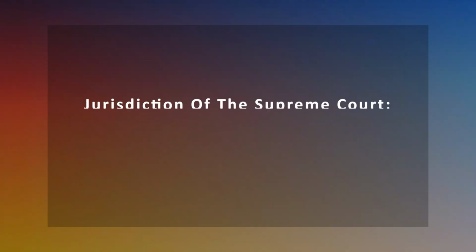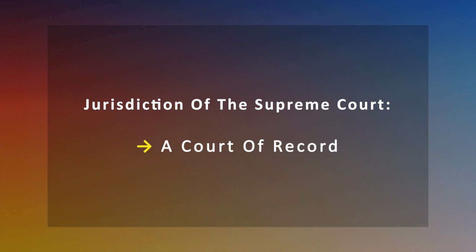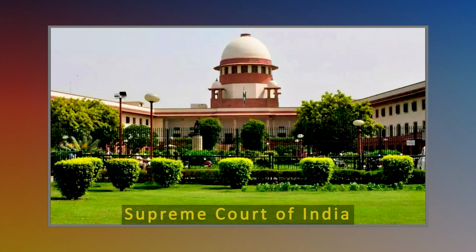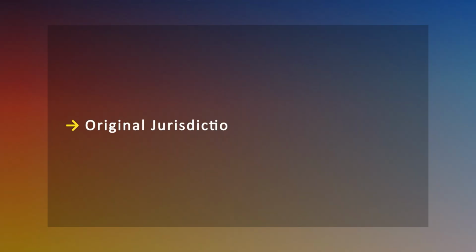Now coming to the jurisdiction of the Supreme Court. Firstly, the Supreme Court is a court of record. According to Article 129, the Supreme Court shall be a court of record and shall have all the powers of such a court, including the powers to punish for the contempt of itself. Second, original jurisdiction of the Supreme Court.